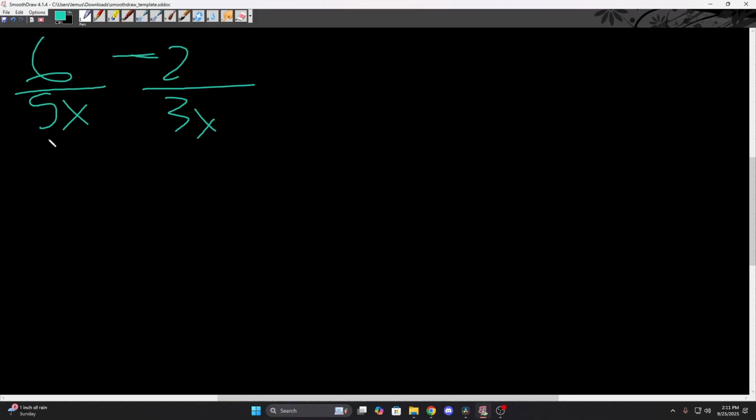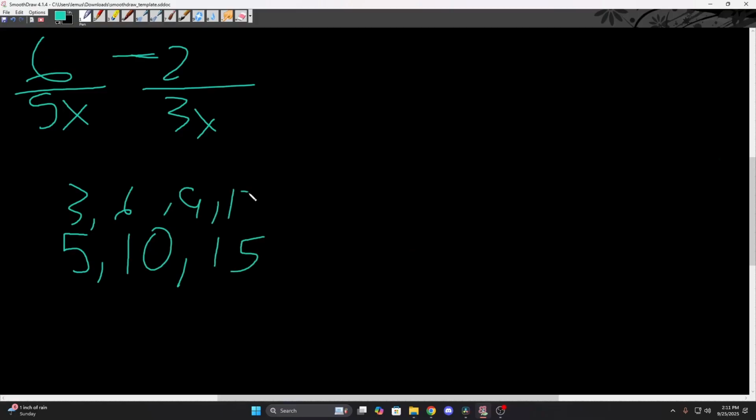Alright, so the next question is 6 divided by 5x minus 2 over 3x. So you can't straight away do it because they're different denominators. So what I would do is list your common multiples. So for 3, there's 6, 9, 12, 15, and then for 5, there's 10, and then 15. So you see that their least common multiple is 15, right?